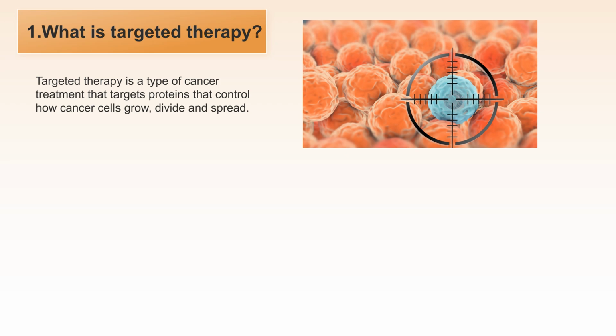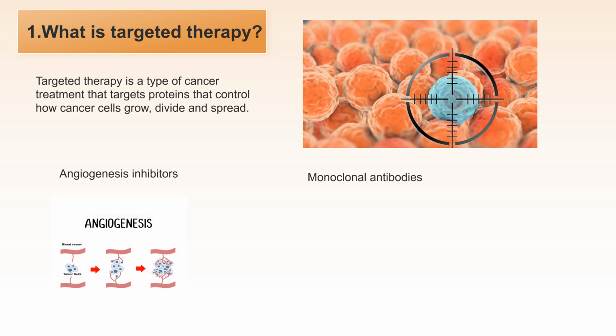Okay, to start with, what is targeted therapy? Targeted therapy is a type of cancer treatment that targets proteins that control how cancer cells grow, divide, and spread. It uses information about a person's genes and proteins to prevent, diagnose, and treat disease. It acts on specific molecular targets associated with cancer, deliberately chosen or designed to interact with their targets. And nowadays, we have different types of targeted therapies.